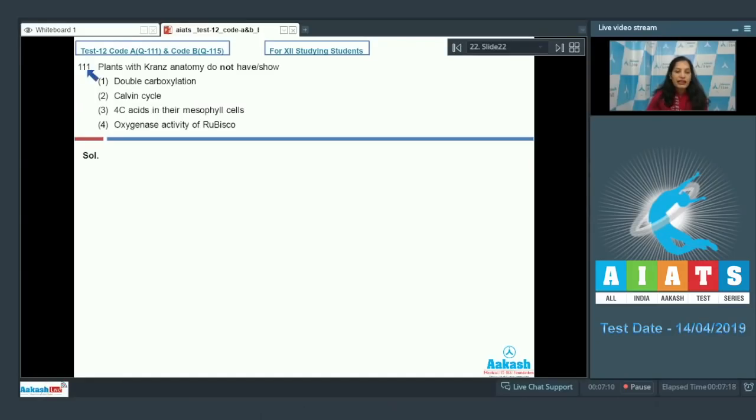Question number 111. Plants with Kranz anatomy do not have or show: first option, double carboxylation; second, Calvin cycle; third, 4C acids in their mesophyll cells; fourth, oxygenase activity of rubisco.